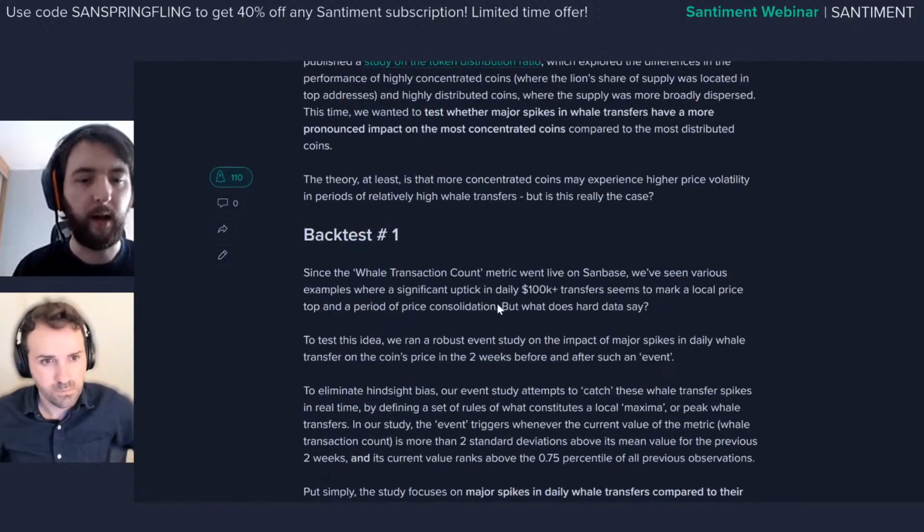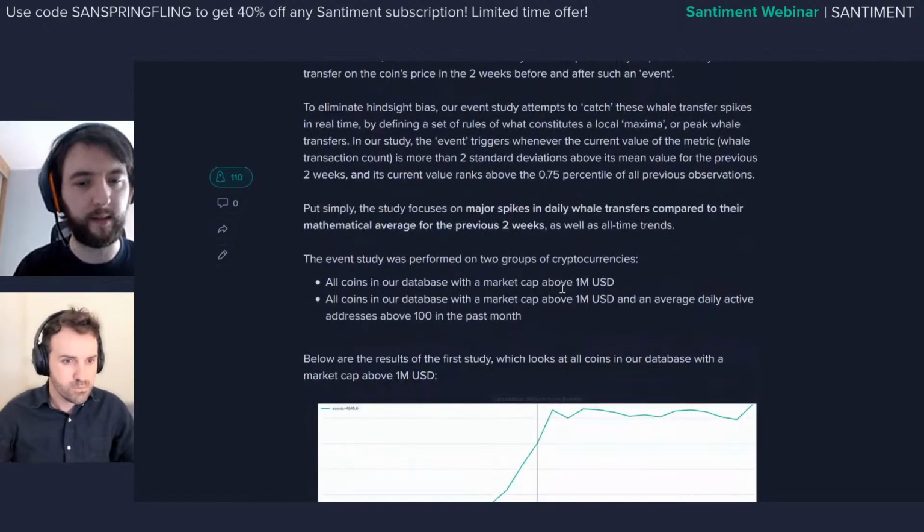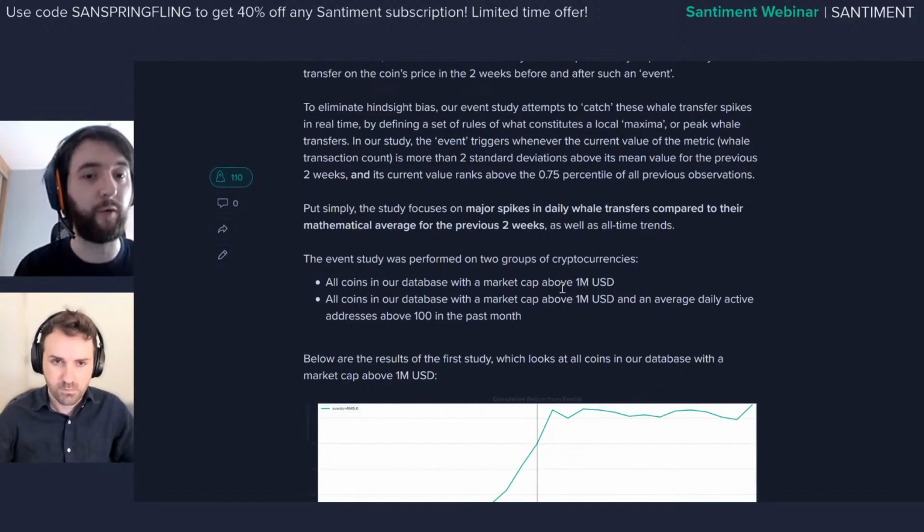The first event study was fairly simple. To test this idea, we decided to look at all of the coins in our database that have a market cap of above $1 million. That's around 1,000 or 1,200 different coins that fit this criteria, right? So we looked at a sample size of about 1,200 coins, and we defined a set of rules of what constitutes a spike in a whale transfer count. How do we define for a backtest where we draw the line between a significant spike in whale transfers and something that's along the norm, right?